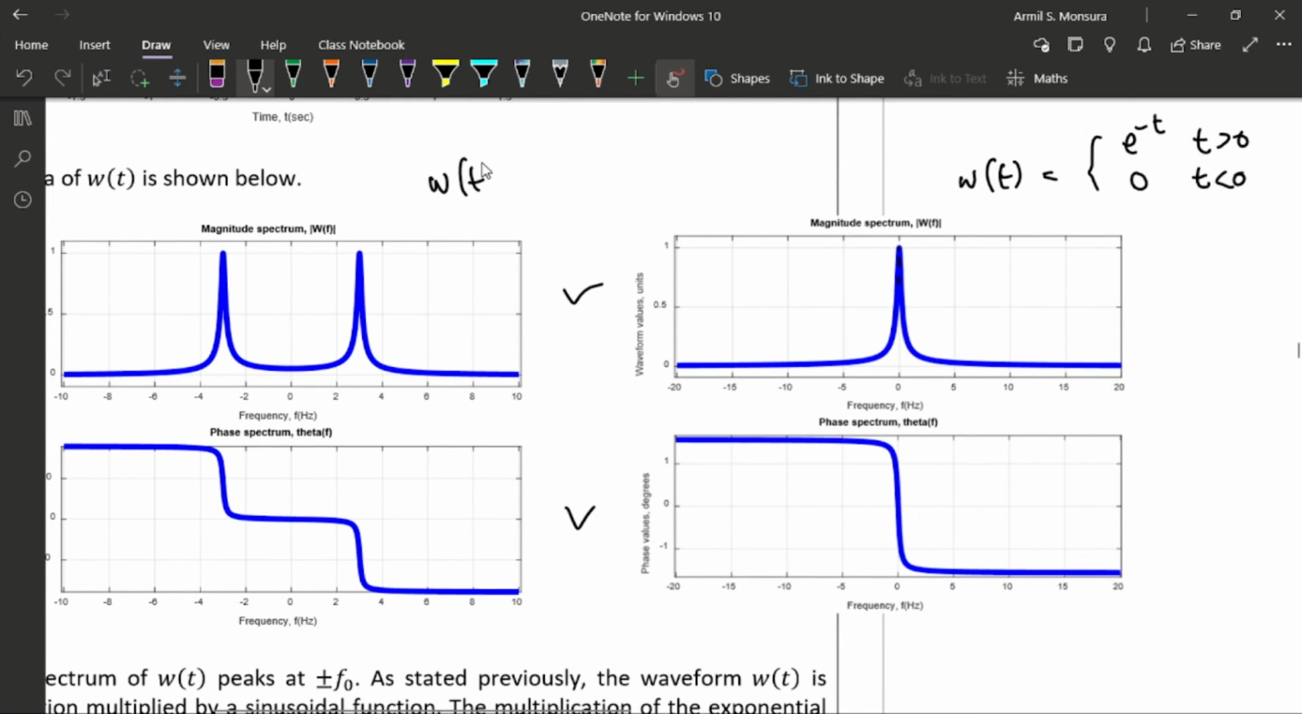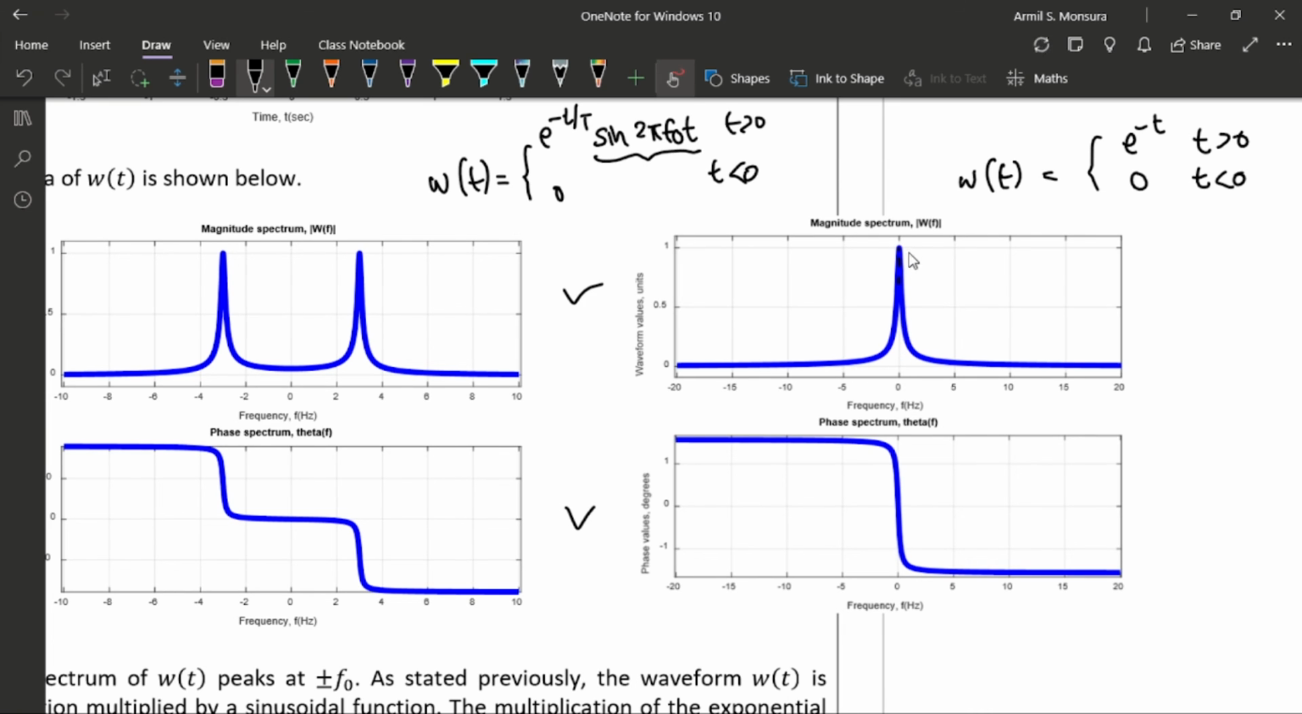ang waveform natin tukoy natin dito is the scaled exponential with frequency translation, or that is we multiply this with a sinusoid waveform. Okay, dito nyo makikita actually yung the effect of what we call yung frequency translation. Okay, that is yung multiplication nitong sinusoid component or factor na to.